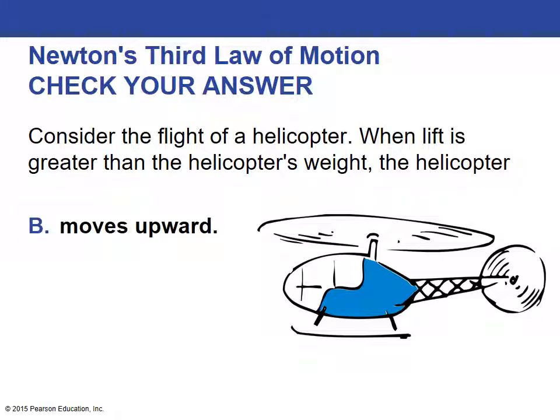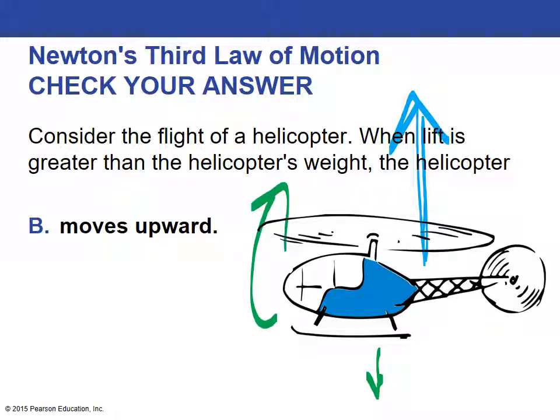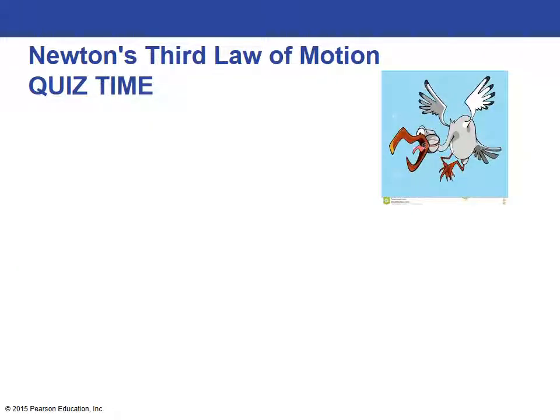This is a problem that we've had before. When the lift going upwards is greater than the pull going downwards, then we will have motion in this direction. We'll have acceleration in that direction. Let's look at another one.